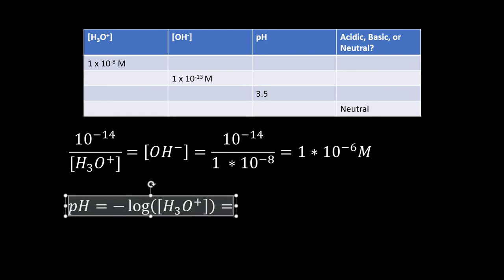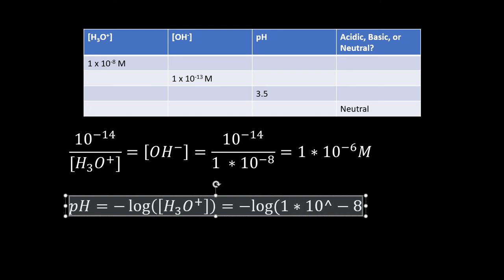So, that's just going to be the negative log function of whatever hydronium is, which in this case would be 1 times 10 raised to negative 8th molars. And whatever that comes out to be, that will be the pH of our solution. So negative log of 10 raised to negative 8th power comes out to be a pH of 8.